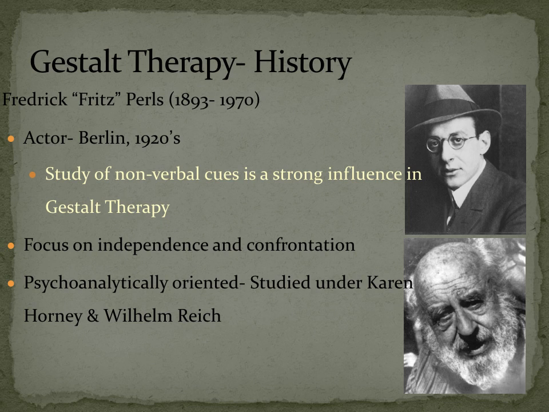Kind of skipping down to the bottom bullet, Perls' psychoanalytic bona fides are substantiated by the folks he studied with, Karen Horney and Wilhelm Reich, both important psychoanalytic thinkers. And then looking at the bullet right above that, certainly we have seen in our videos of Perls that he is interested in confrontation. And it's maybe not as obvious, but certainly it's discussed in our readings, that he's also concerned with independence. So we can think of this as being parallel to autonomy or maybe maturity, if we're going to think about it in an Adlerian frame. But the confrontation piece, I would say, is more unique to Perls.